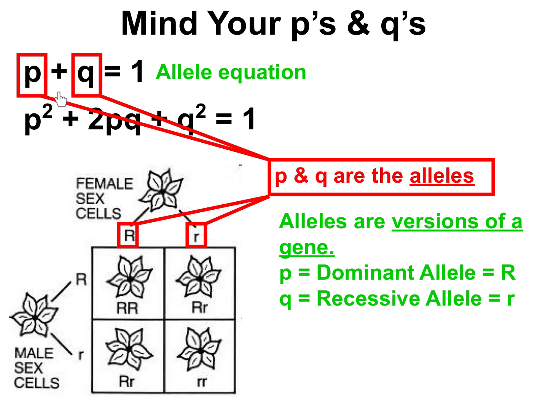Well, P and Q are allelic frequencies. Alleles are the versions of a gene. Now, there can be a dominant allele, which is the capital letter, and a recessive allele, which is the lowercase letter. P is the frequency of the dominant allele, and Q is the frequency of the recessive allele. Think of this top equation as the allele equation.